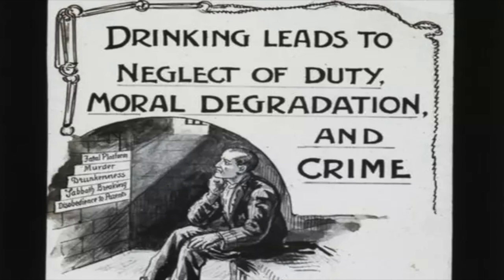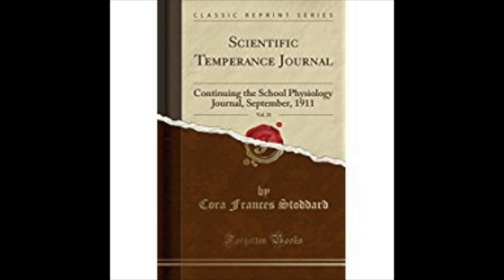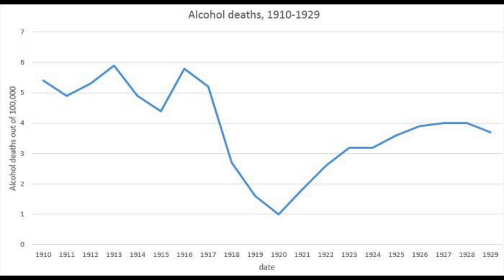The temperance movement that resulted in Prohibition had its foundation in strong morals, seeking to progress society forward by eliminating alcohol. According to leading temperance activist Cora Stoddard, the implementation of Prohibition would decrease rates of child abuse, mortality, hospitalization, domestic violence, and crime. Prohibition was also built on hard statistics.